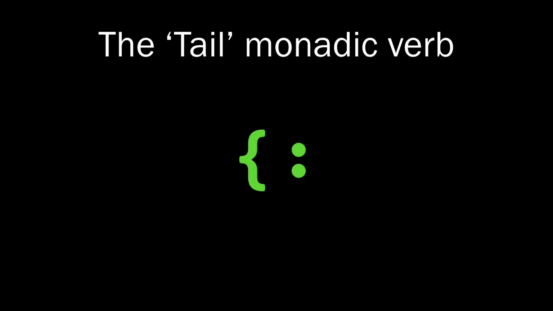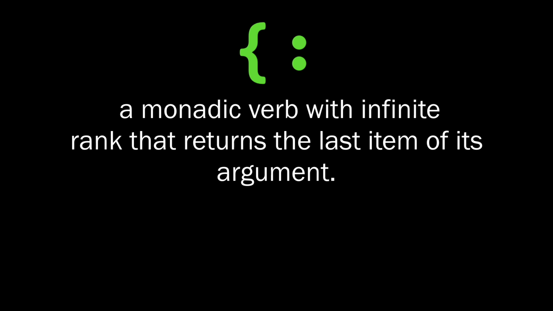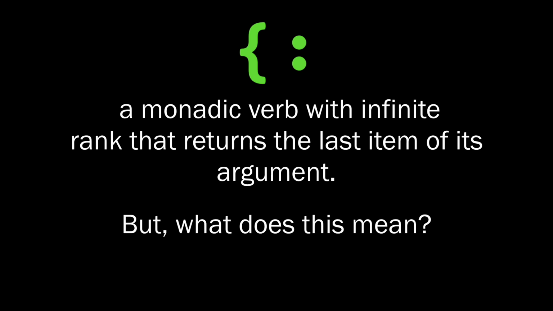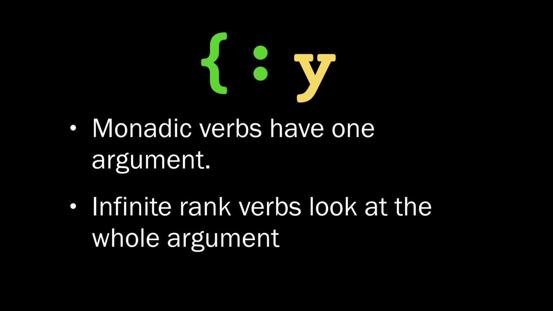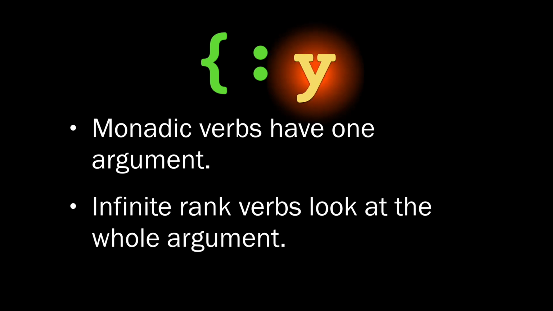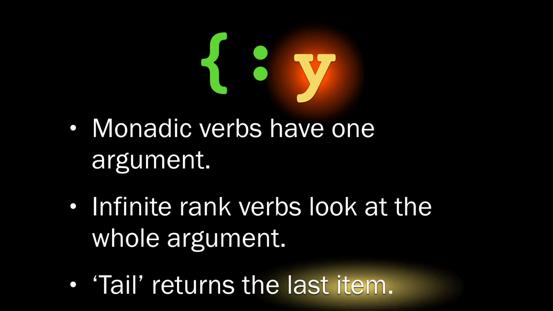The tail monadic verb. It's a monadic verb with infinite rank that returns the last item of its argument. But what exactly does this mean? Well, monadic verbs have one argument. That is what makes them monadic. Infinite rank verbs look at the whole of that argument, and tail returns the last item of that argument.